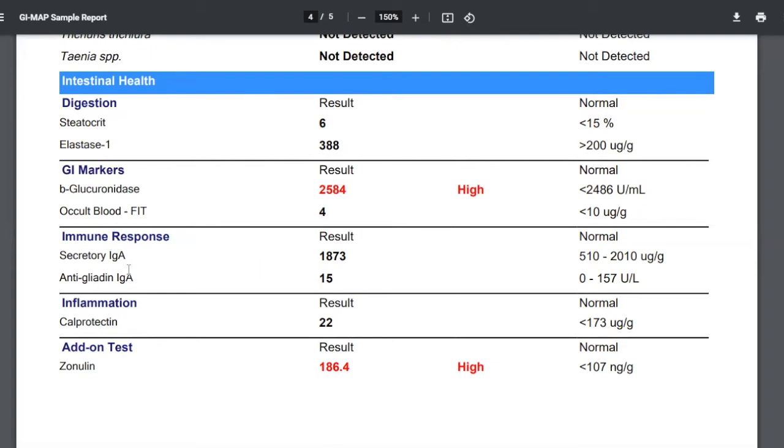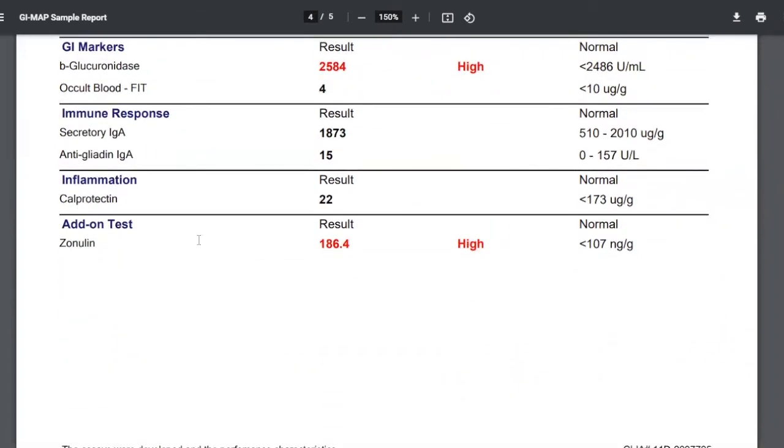Here in the immune response, secretory IgAs, your first line of immune cells. So whether it's high or low, we can see what the status of your immune system is. Anti-gliadin, of course, deals with gluten protein. So if it's elevated, then it shows that you're making antibodies against gluten, which will therefore cause a lot of inflammation. If you have calprotectin, this is an inflammatory marker. If it's high, then it's a suggestion that you may have inflammatory bowel disease, where you have a lot of erosion that's taken place in the GI lining.